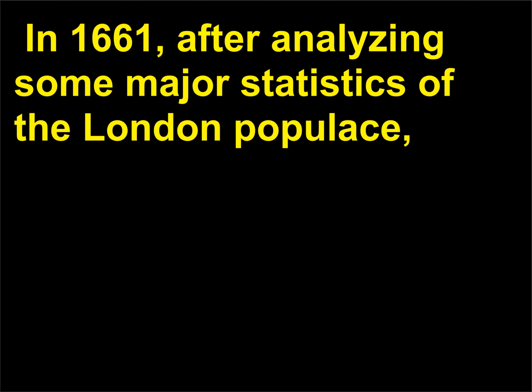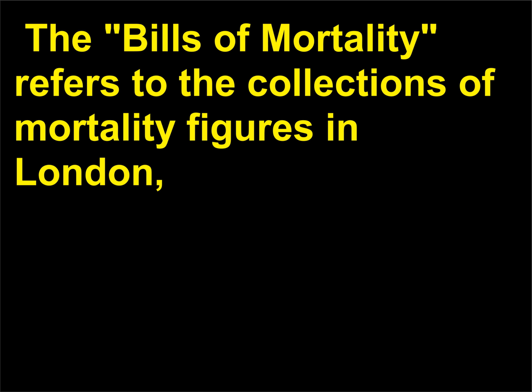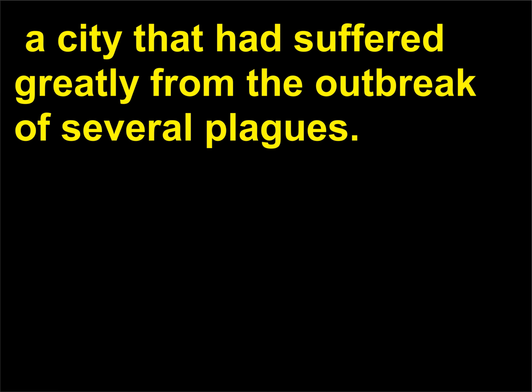In 1661, after analyzing some major statistics of the London populace, he wrote what is considered the first book on statistics, Natural and Political Observations upon the Bills of Mortality. The bills of mortality refers to the collections of mortality figures in London, a city that had suffered greatly from the outbreak of several plagues.